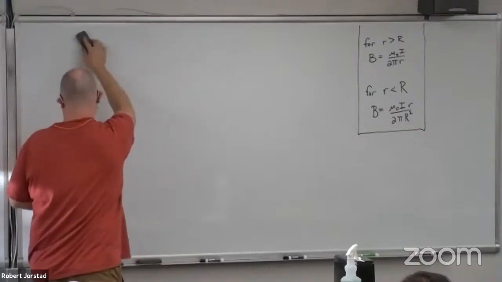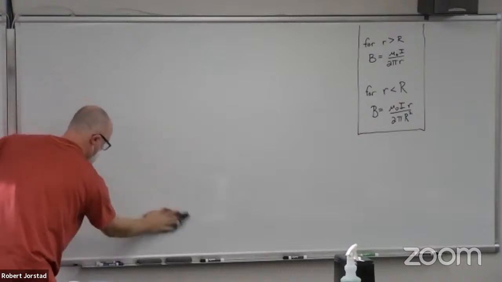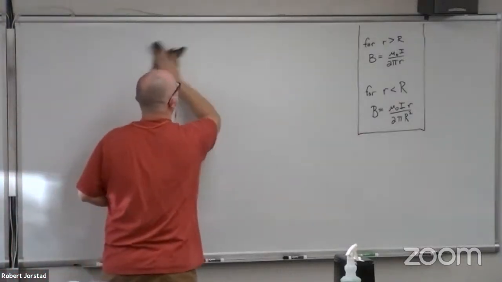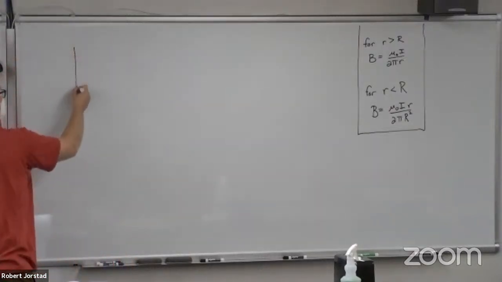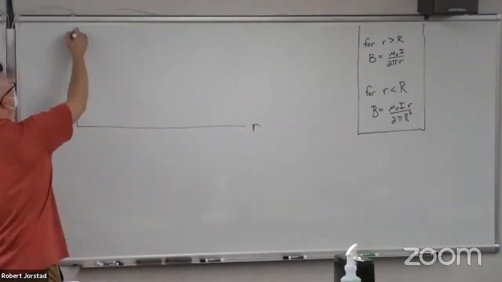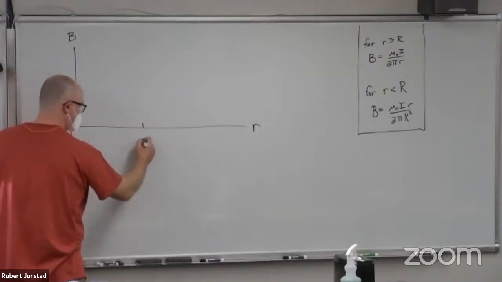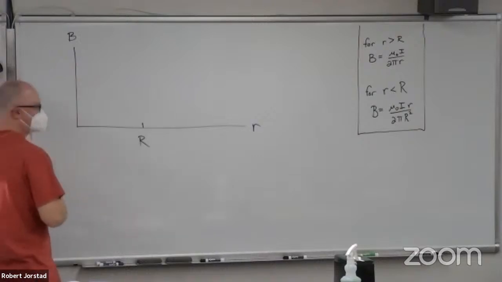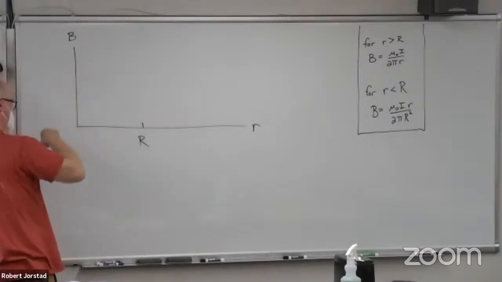We're plotting these things. Let me just clean up just a little bit. All right. What's the special radius that matters a lot? Big R. So when little r equals big R, what is the vertical height? B.